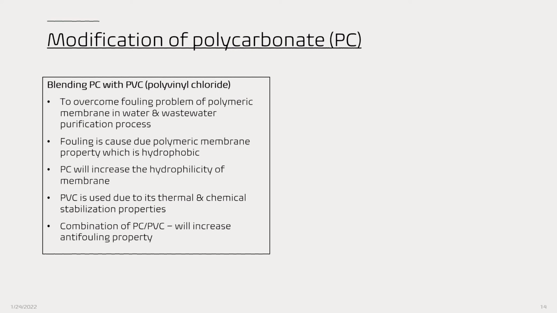Modification of polycarbonate. One application is blending PC with PVC, or polyvinyl chloride. It is to overcome the fouling problem of polymeric membrane in water and wastewater purification processes. Fouling is caused by the polymeric membrane property, which is hydrophobic. The PC will increase the hydrophilicity of the membrane, while PVC is used due to its thermal and chemical stabilization properties. So the combination of PC and PVC will increase the anti-fouling property.